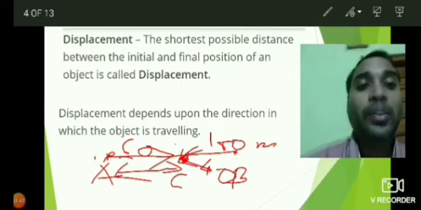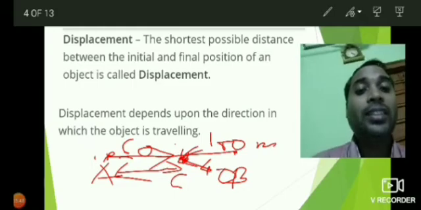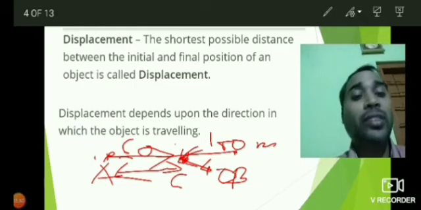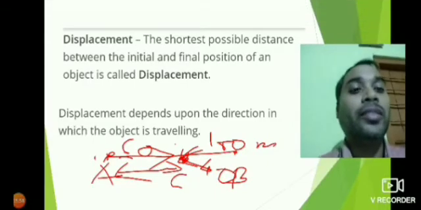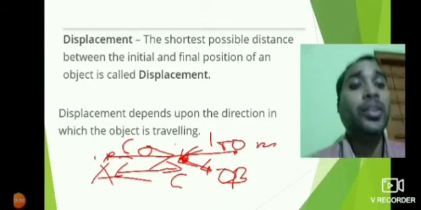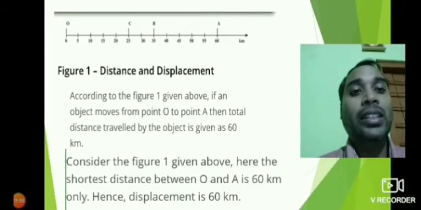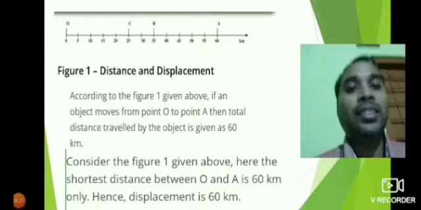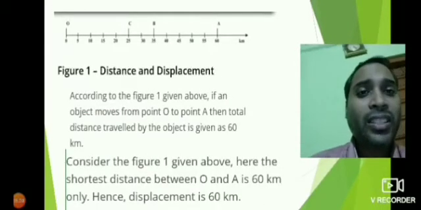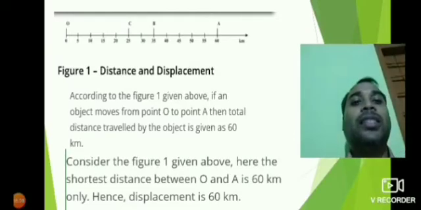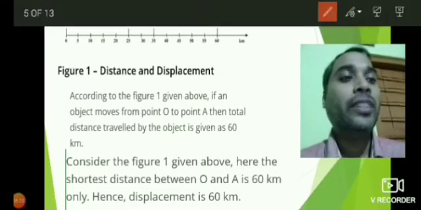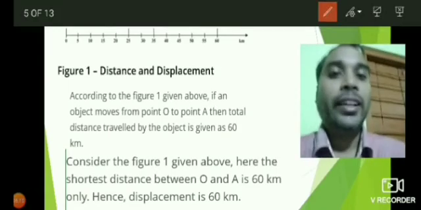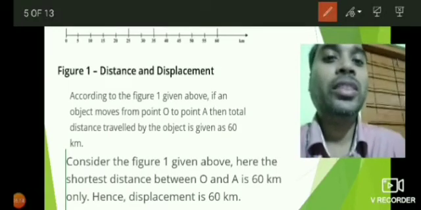Now on the basis of what we have learned, we can bring out the differences between distance and displacement. So let us see the difference between distance and displacement. Now before that, let us consider a few more examples. Before coming to the difference between distance and displacement, let us consider this example once again. Here we have a diagram where the object moves in a straight line.